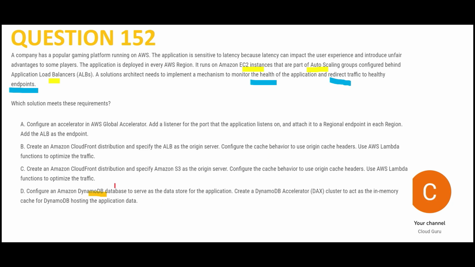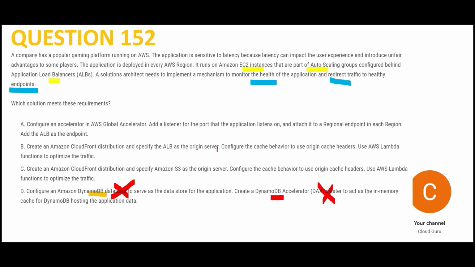The other option also says caching, like DAX. See, DAX caching is useful if you are firing similar requests again and again. That data will be in cache. It will not go to the database, and you will get lowest latency and highest performance. But that is good for reporting or read kind of use cases. Here the question is saying redirect the traffic to healthy endpoints. This option is not equipped to do that.